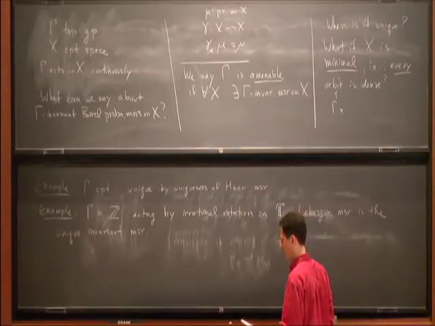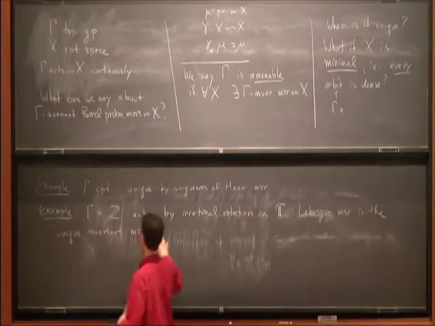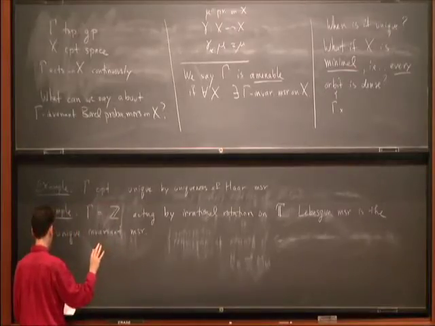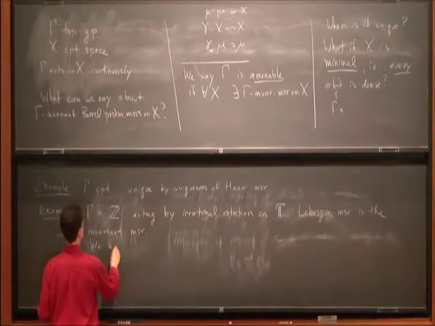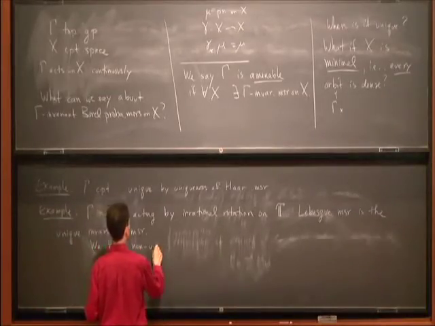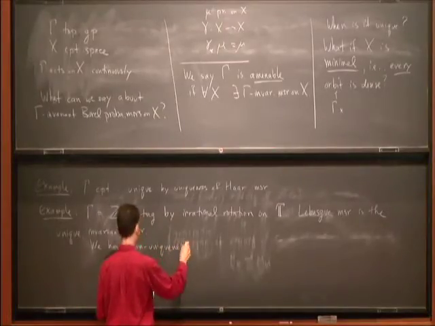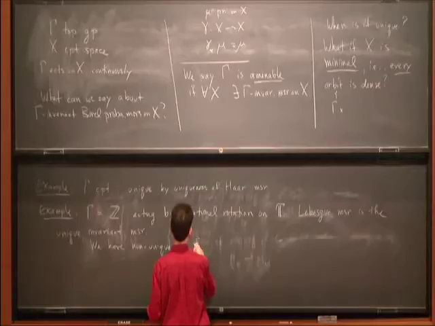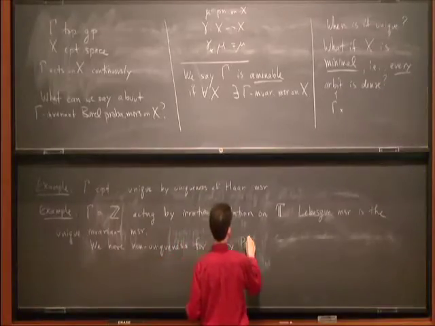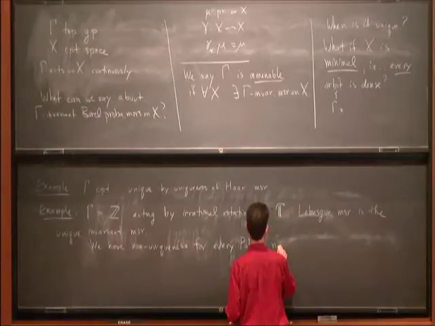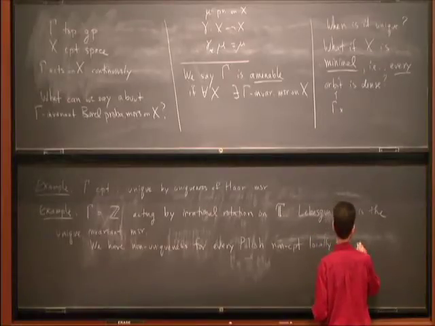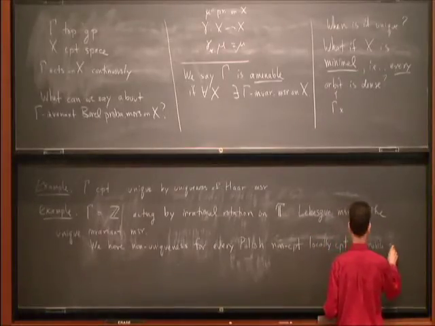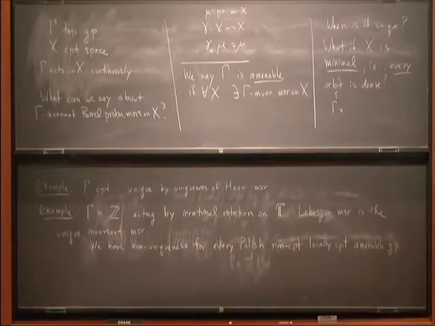Now, this example of the integers is in fact typical in the following sense. In fact, there's non-uniqueness for every Polish, non-compact, locally compact, amenable group. Probably. At least if it's discrete, that's definitely true. It's probably true in general.